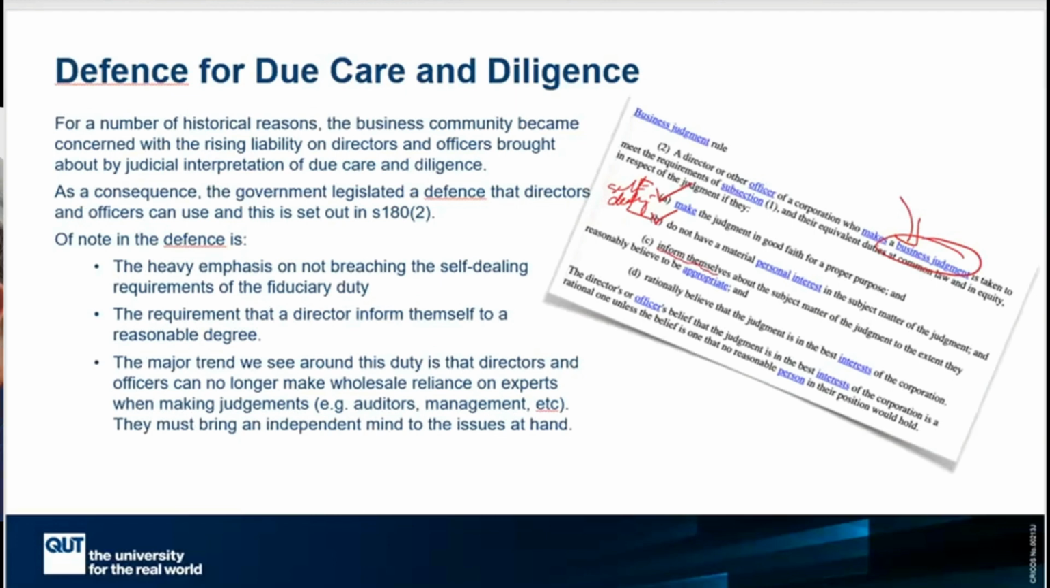A director must inform themselves about the subject matter. So you've got to ask, did you actually apply yourself enough? Were you informed? Or did you rely too much on others? Okay. And then there has to be some form of rational belief. There has to be some explanation as to why this decision actually made sense. Okay? But really, this is the kicker. You've got to inform yourself.